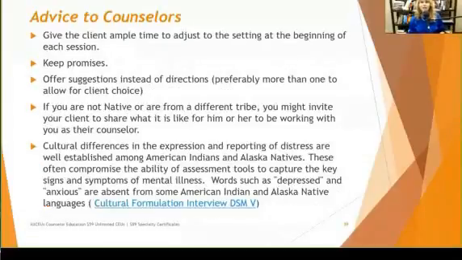Give the client ample time to adjust to the setting at the beginning of each session, not just the assessment. When they come in, make a little chit-chat for a couple of minutes. Let them get settled and into the groove. Keep your promises. Offer suggestions instead of directives, and preferably more than one so the client can choose. Give them a menu of options. There's that motivational interviewing again.